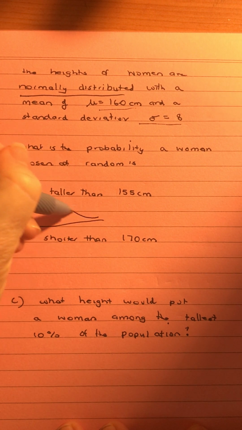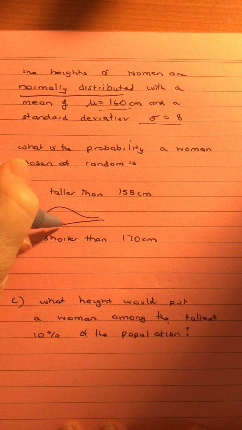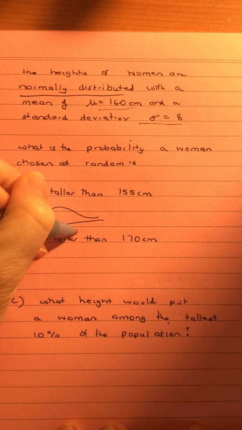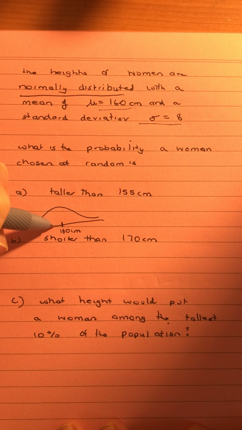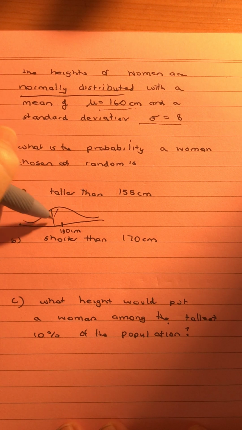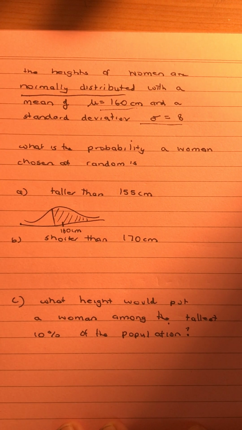So I'd like to do a quick diagram and go, well, if I know that my mean is 160, I know I've got a standard deviation of 8. I'm looking at here, I've got 155 and upwards. That's the area that I'm trying to calculate.